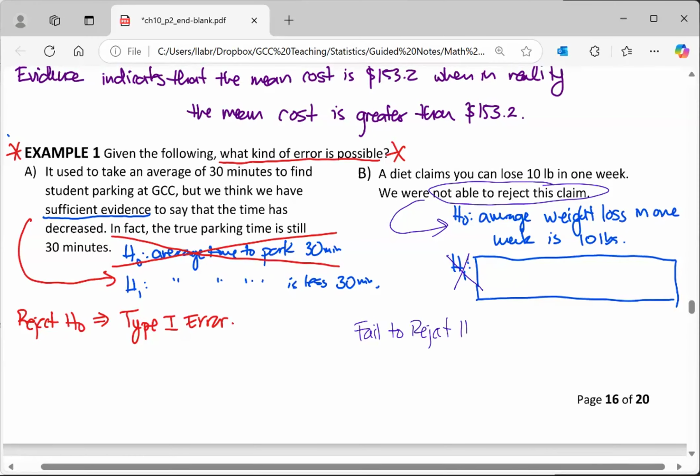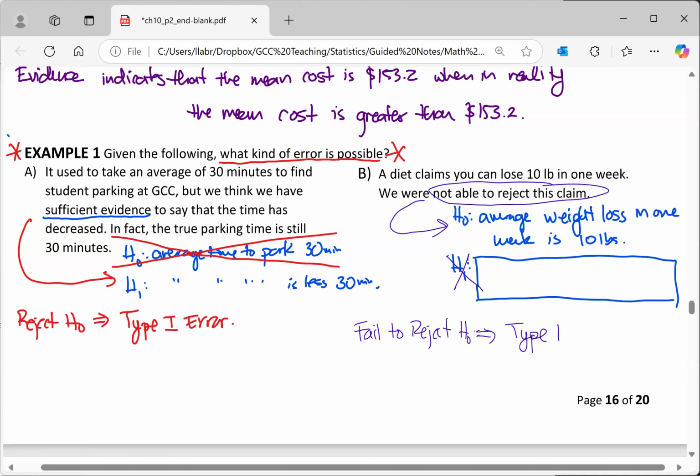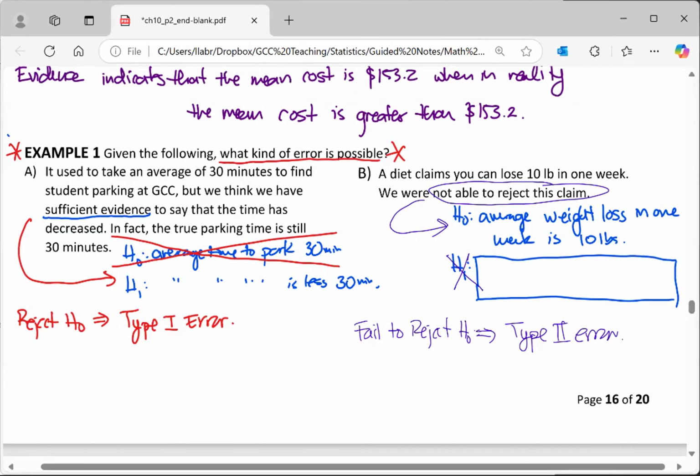It's pretty easy because we've already said that there's only one way to make an error when you reject the null: a type 1 error. When you fail to reject the null, the only kind of error that's possible is a type 2 error. So that means you should have rejected this claim, but your sample evidence just did not. It could be a really awesome weight loss program or a really mediocre one, but either way, you're saying that people can lose 10 pounds in 1 week.